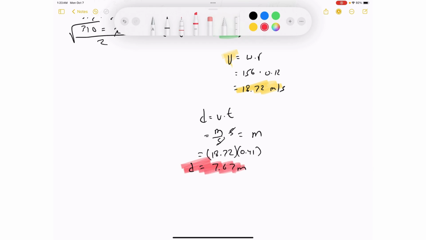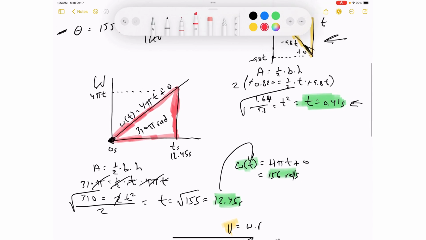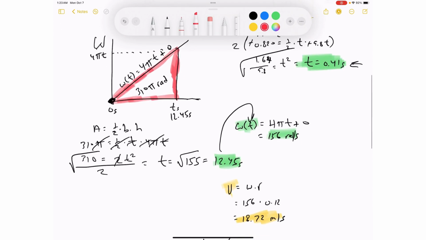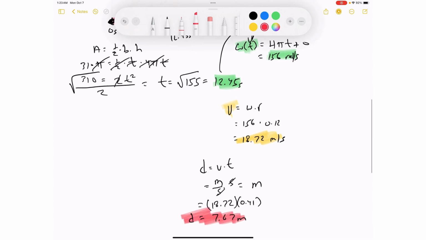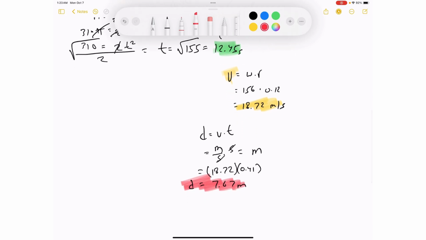So in recap, this metal thing is going to start at zero and start spinning faster and faster. At 12.45 seconds, it's going to break off. When it breaks off, it's going 156 radians per second, or 18.72 meters per second. And it's going to be traveling at that velocity for 0.41 seconds. If you put those two together, you end up with 7.67 meters.